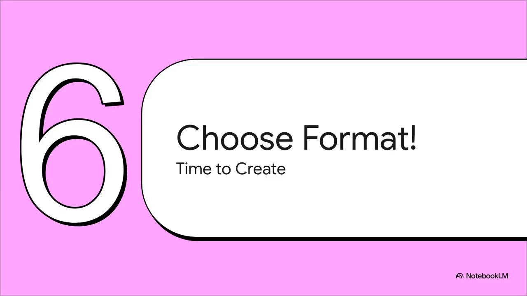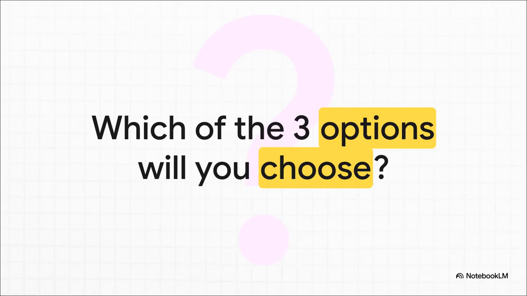Section 6. Choose your format. Time to create. So, what's it going to be? Which of these 3 options are you going to choose? An immersive soundscape, a dynamic visual story, or a punchy, straight-to-the-point written text? Remember, the best format isn't necessarily the easiest one. It's the one that lets you speak your truth about this book in a way nobody else can. Pick your path, grab your book, and go create something amazing.